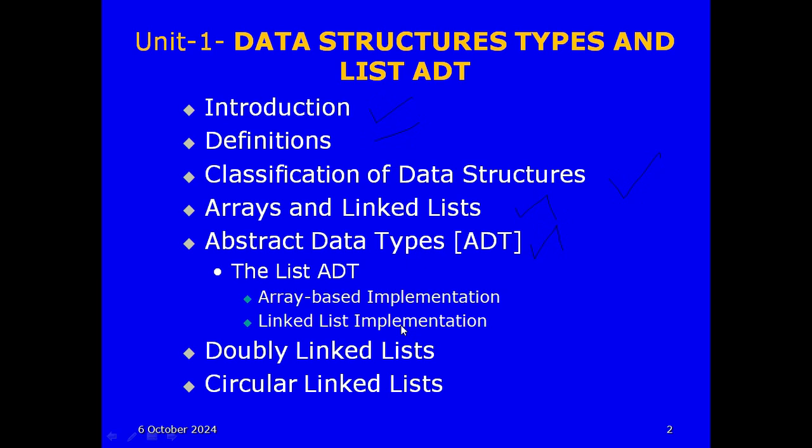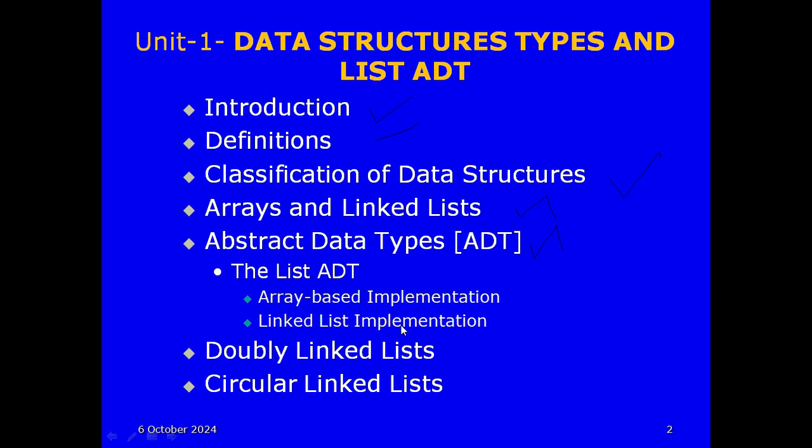Today we are going to discuss the unit 1 data structure types and list ADT. Data structure: introduction, definition, classification of data structure, arrays and linked list, abstract data types, double linked list, circular linked list. These topics are covered in our first unit.